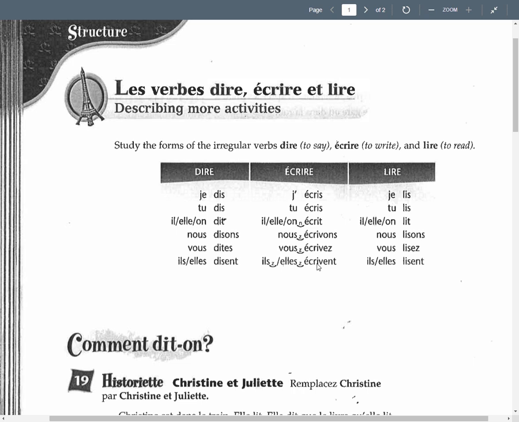And then the final verb there is the verb lire. We have je lis, tu lis, il lit, elle lit, on lit, nous lisons, vous lisez, ils lisent, elles lisent. So again, RE verbs that don't follow the standard RE verb pattern, but that do conjugate in a similar way nonetheless. Voilà.